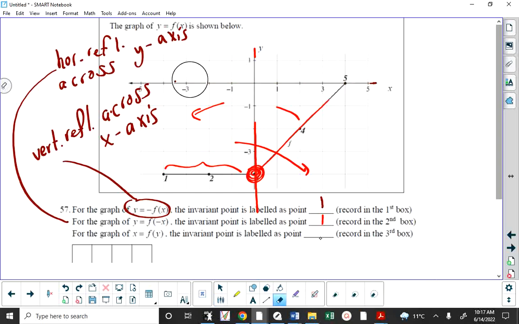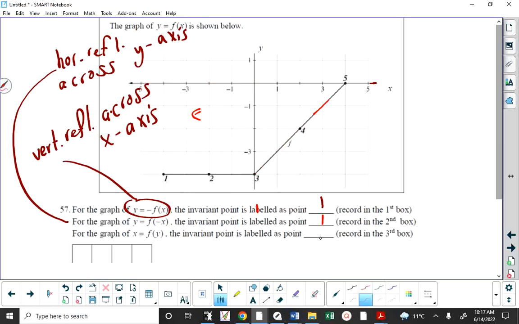Now, when it comes to x equals f of y, this is an inverse, which is a reflection across y equals x. Is the answer to this question 1, 1, 1?